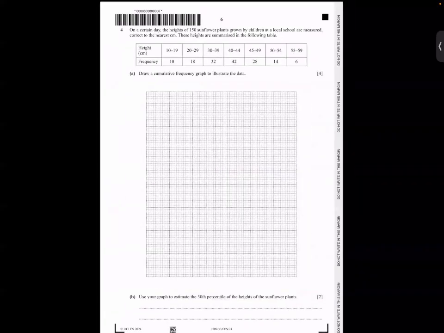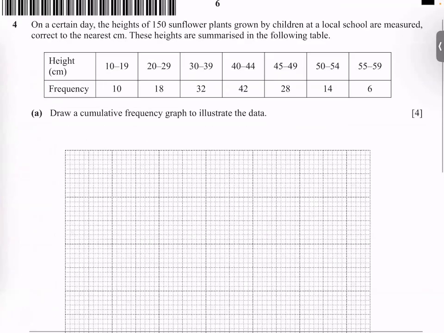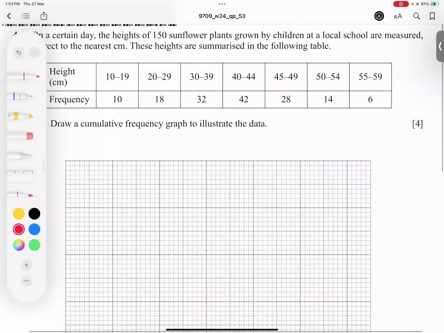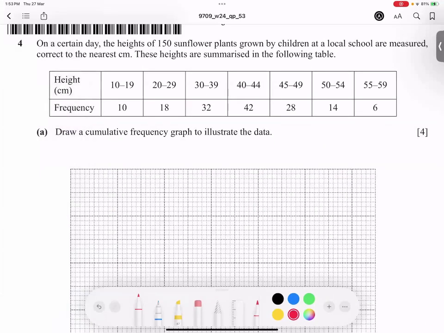Question number 4, we have, on a certain day, the heights of the 150 sunflower plants grown by the children at a local school are measured correctly to the nearest 10 centimeters, and their heights are summarized in the following table. You know, students, we have two kinds of data. This number is called the upper bound and this the lower bound of class number 1. This is the upper bound and this the lower bound of class number 2.